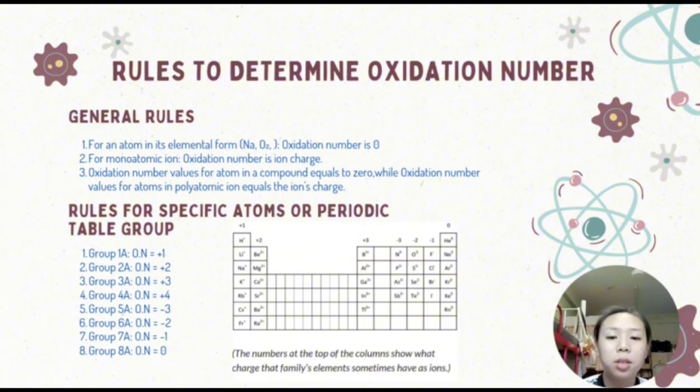Rules for specific atoms or periodic table groups are based on the table given here. For group 1, the oxidation number is +1, group 2 is +2, group 13 is +3, group 14 is +4, group 15 is -3, group 16 is -2, group 17 is -1, and lastly group 18 is 0. Therefore, based on this table, we can know the ion charge of each element.